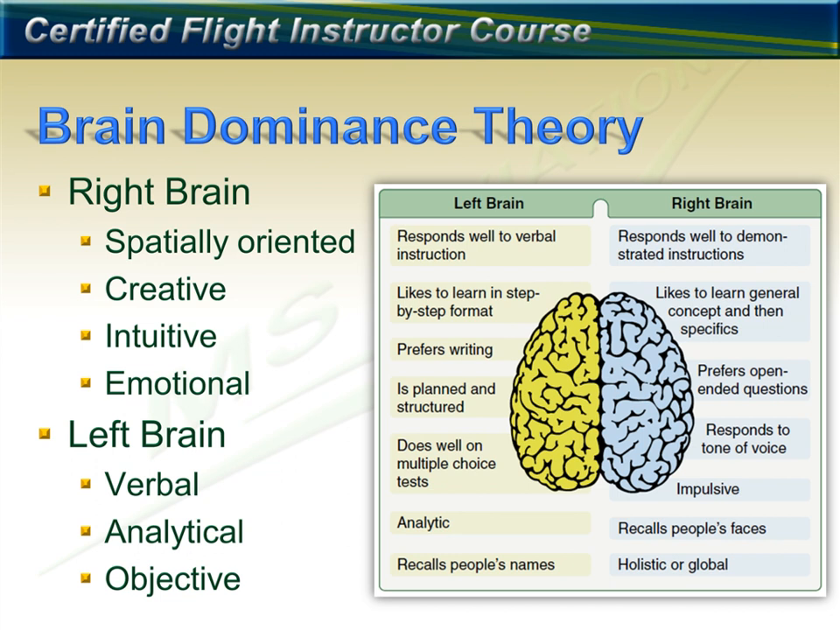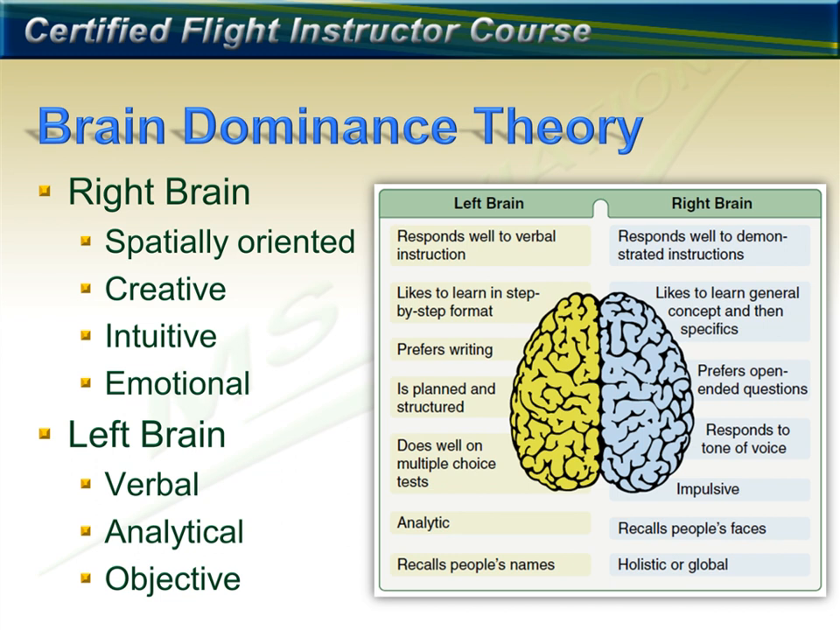Brain dominance theory. According to the brain dominance theory, the left is responsible for verbal, analytical, and objective thinking. The right side is creative, intuitive, and emotional. What this theory states is that you are more of one than the other. Each side of the brain can learn to replicate the information learned on the other side of the brain to a certain extent.